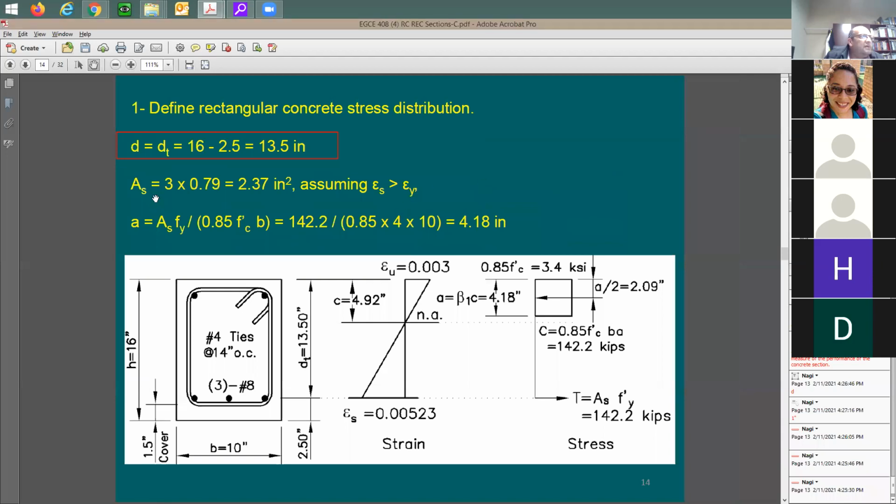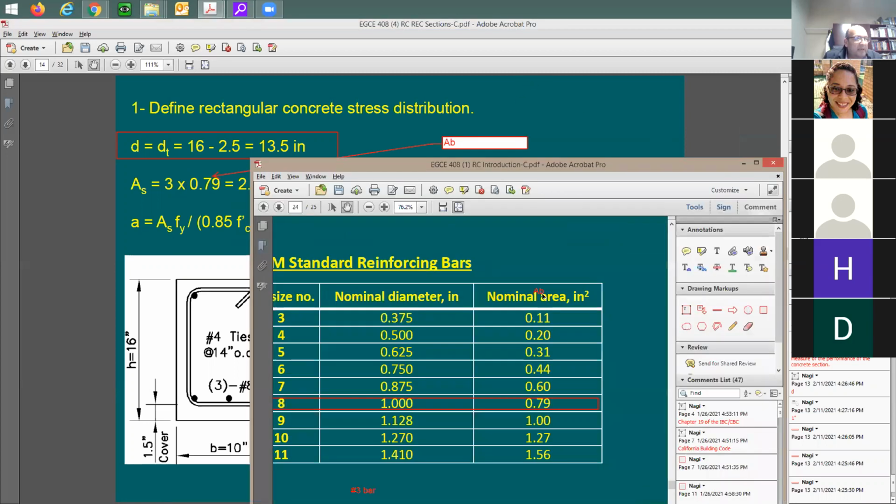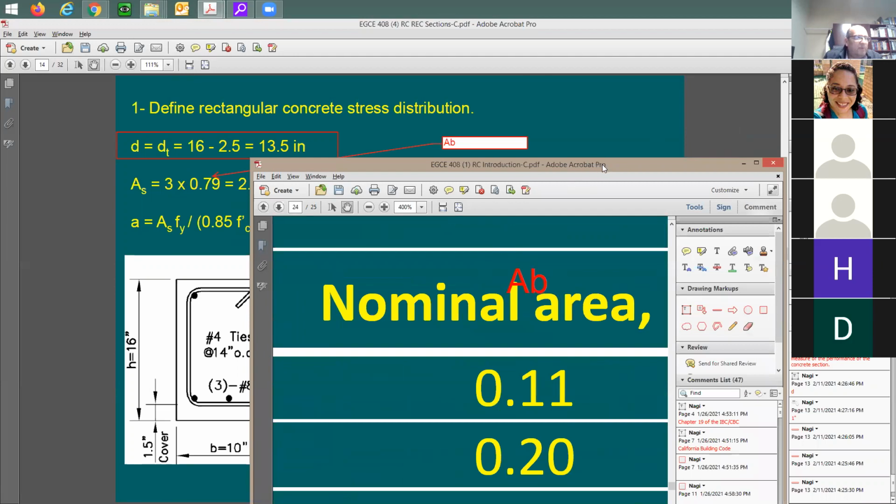Now let me go here. 3 rebars times 0.79 is going to be 2.37 square inches. Now this is A_s. What is 0.79? Do we know what we call it, what symbol is used for it? I'm going to say A_b, A sub b, right? If you remember, this is going to be A_b, A sub b for 1 rebar.